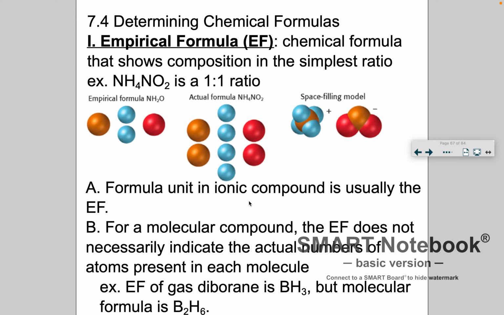When we look at ionic compounds, the formula unit is usually the empirical formula, because it's just the lowest number of charges to balance it out. For a molecular compound, however, that doesn't necessarily indicate the actual numbers. If I'm looking at the gas diborane, BH3 would be the empirical formula, but the actual molecular formula is B2H6. You notice how I can simplify B2H6 by dividing by 2. So 2 divided by 2 is 1, there's my B. H6 divided by 2 would be H3.